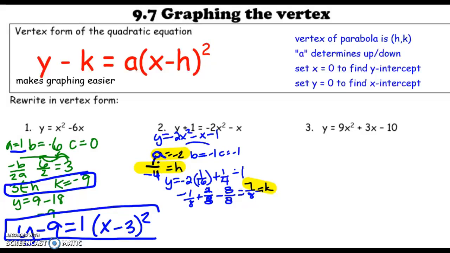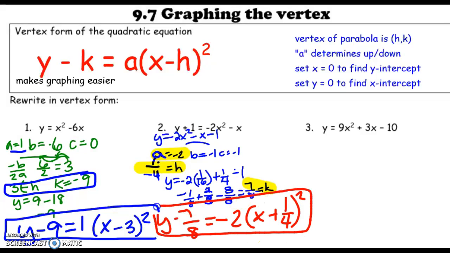Okay, so I shrunk this up and highlighted what I need here. So I need my a, my h, and my k. Let's go ahead and rewrite my equation, which would be y minus k. In this case, that would be 7/8. Equals a, which is negative 2, times x. We want to keep that constant, minus h, which in this case is plus 1/4 quantity squared. Okay, so that is my equation in vertex form here.